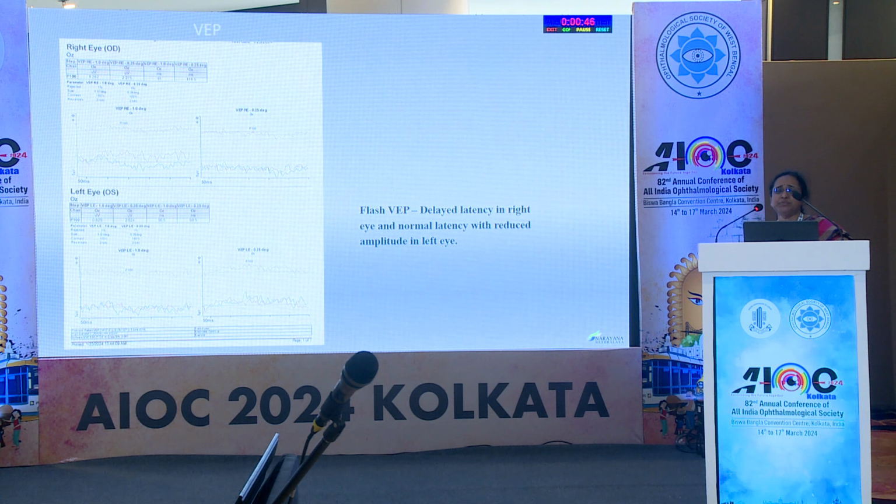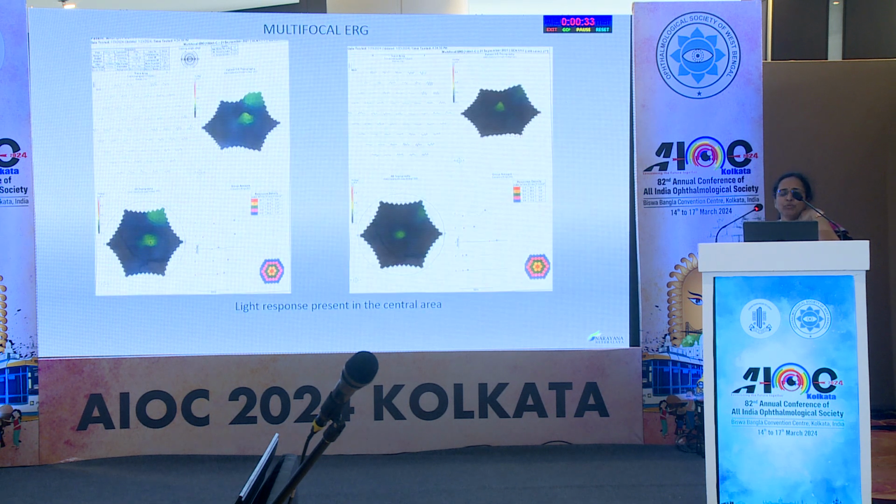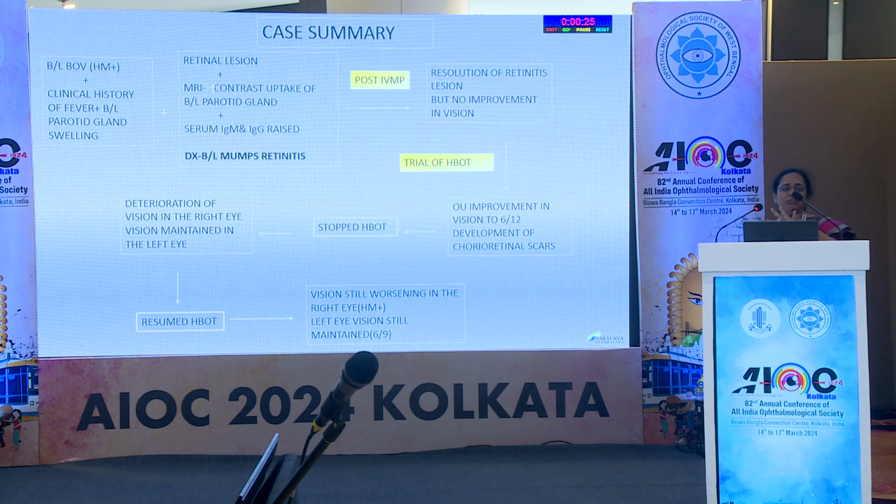This is a follow-up OCT picture and autofluorescence picture. For academic interest, we did the ERG, which showed delayed latency with reduced amplitude, flickering ERG, and undetectable photopic response in both eyes. Multifocal ERG showed a light response in the central area, which is responsible for 6/9 vision in this child in the right eye. So this is a summary.